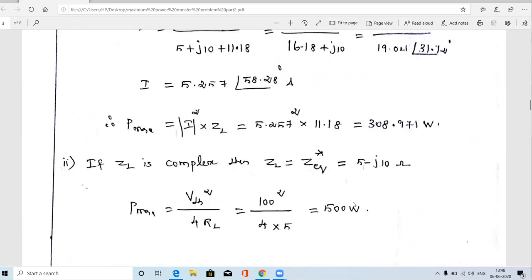Here in 5 minus J10, the real part 5 is the RL, and the imaginary part is the omega L. So that RL only we have to substitute, since this is the formula for the maximum power transfer. So the maximum power transfer is 500 watts. This is the maximum power transfer problem.